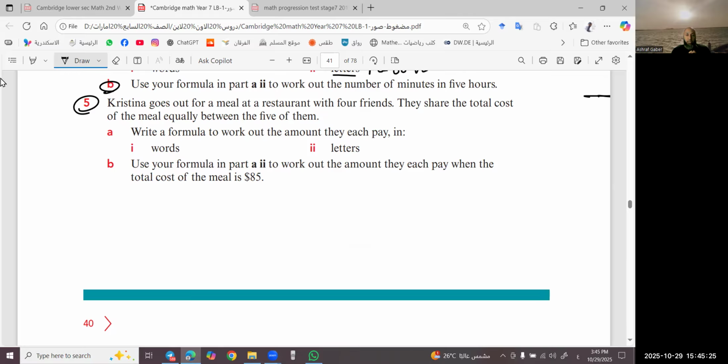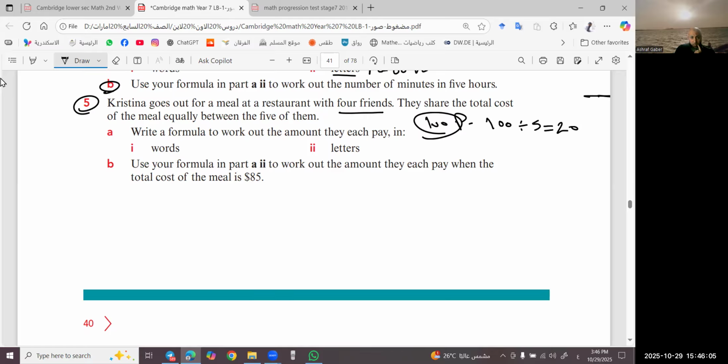Focus here so we understand the meaning first, Jaida. For example, you and four friends went to the restaurant and paid 100 pounds. This 100 is shared equally between five of them. Why five? Because you are one and four friends, so the total is five. So each one pays what? 100 divided by 5 equals 20. So now we don't know what the cost is.